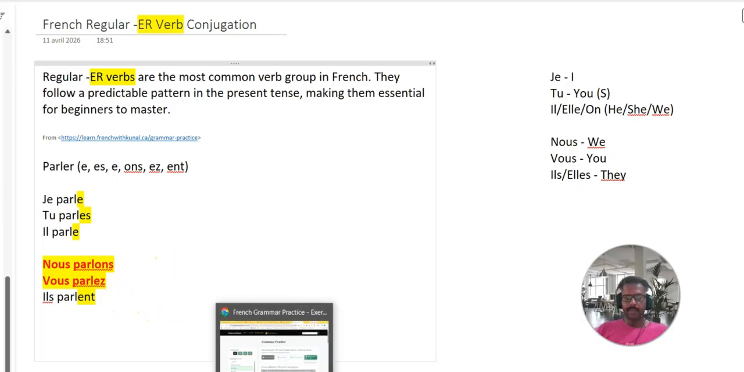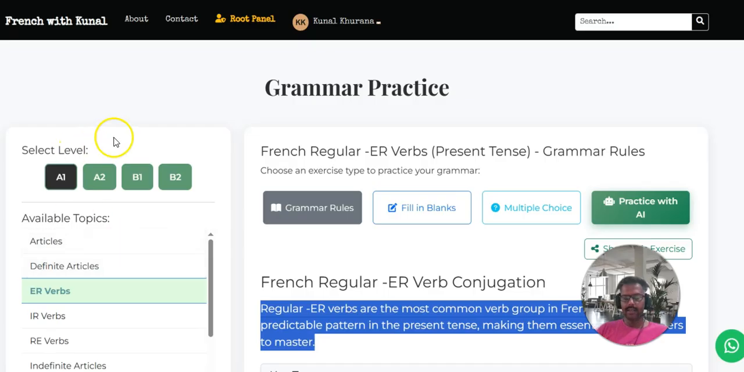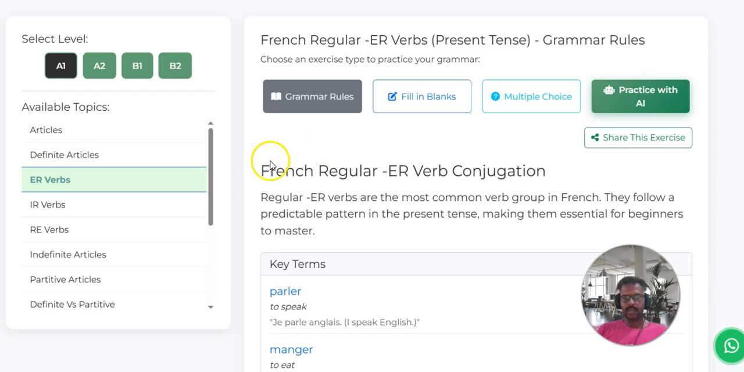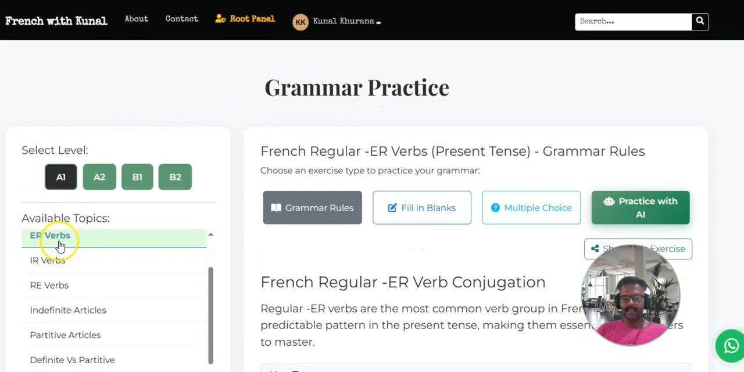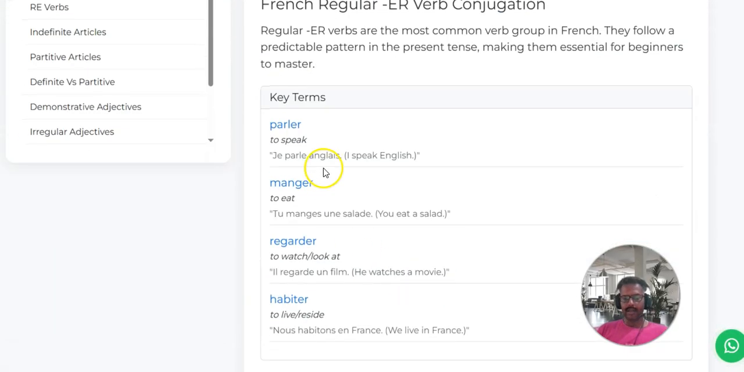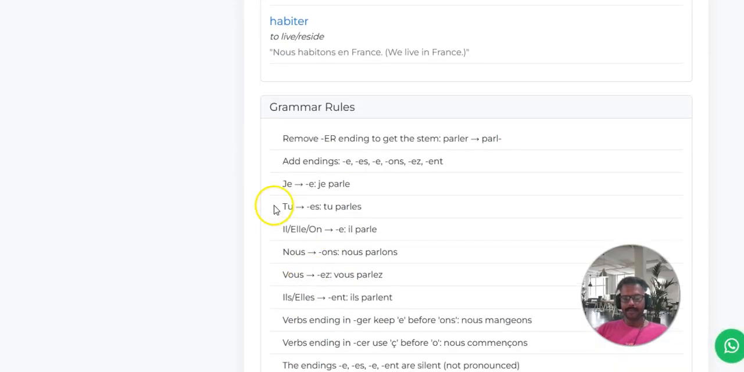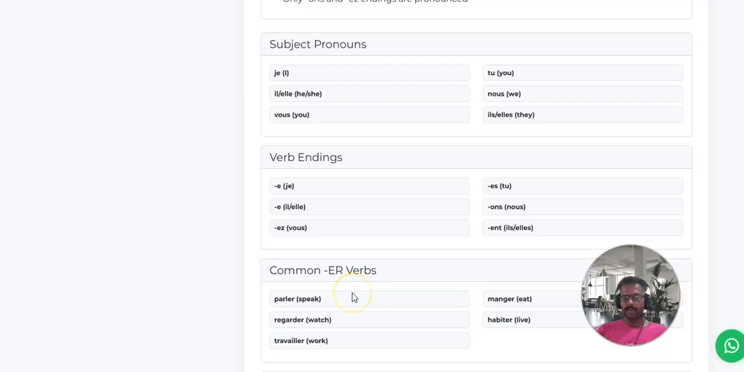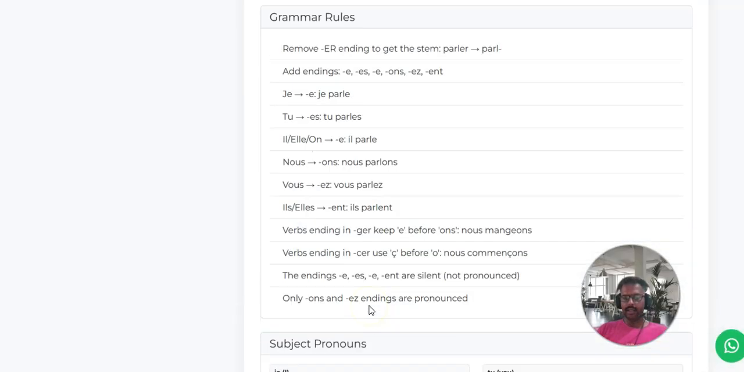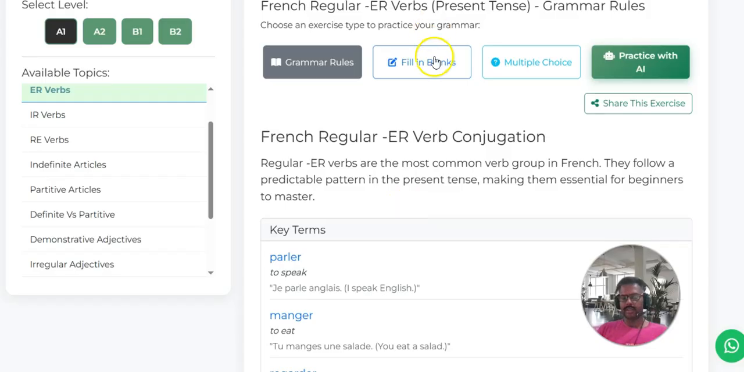Now we'll look at specific examples and practice this first category. So you come to my website here, and then you can look for grammar rules. Okay, grammar practice, and then the topic under the A1 category is verbs. Here you will see examples: parler, manger, regarder, habiter. So this is just the ending that I just told you. And let's look into some examples to see if we have understood the concept.